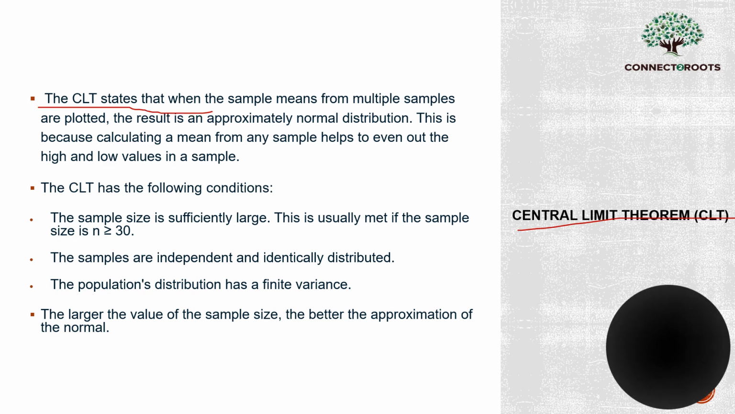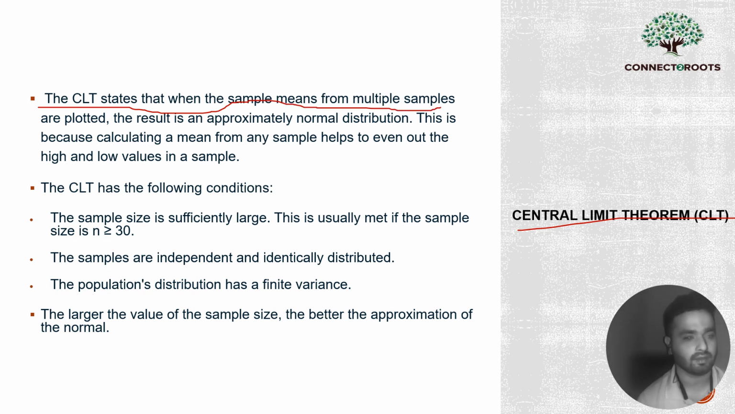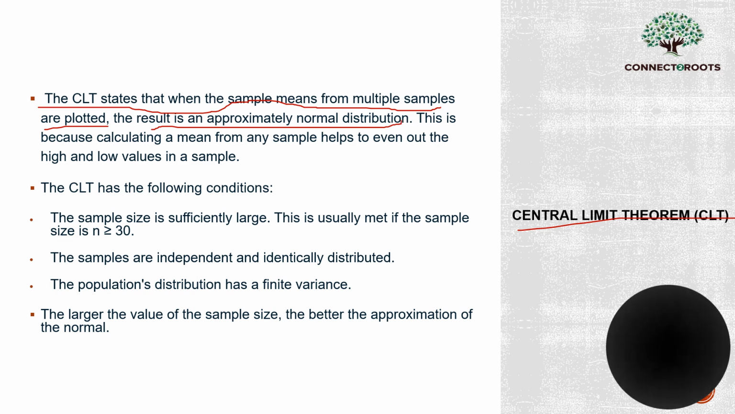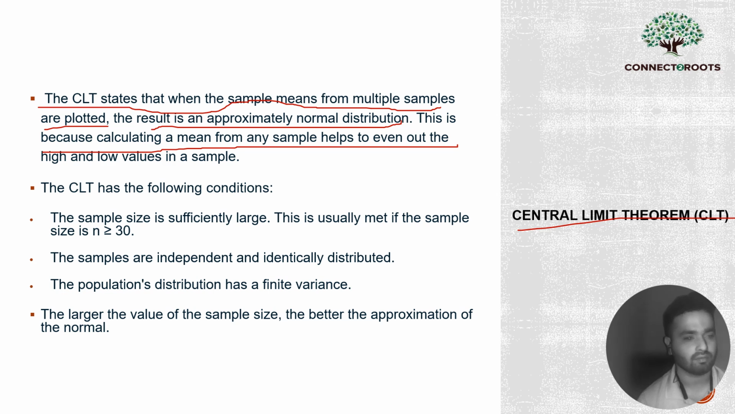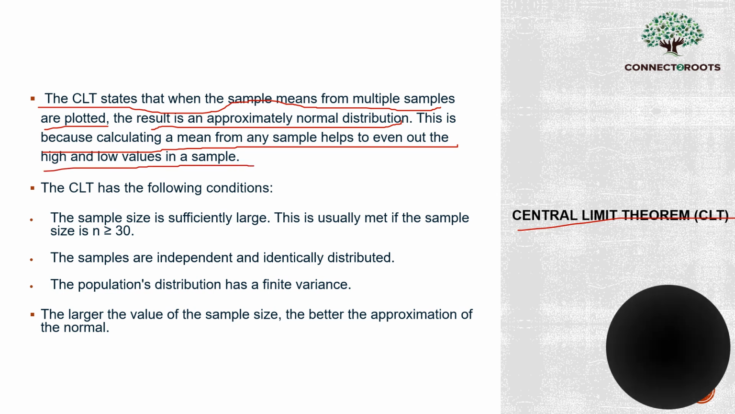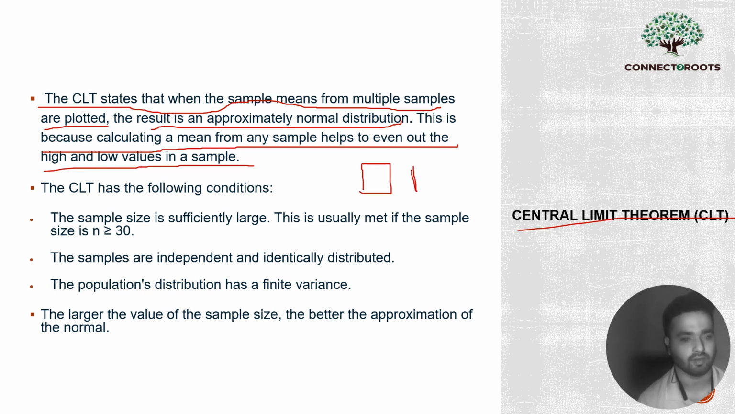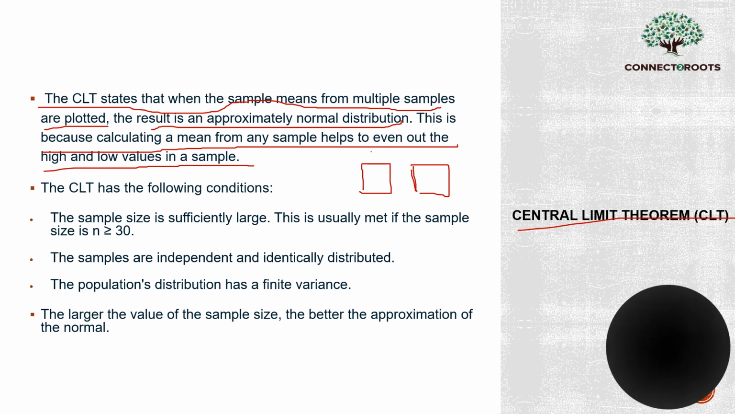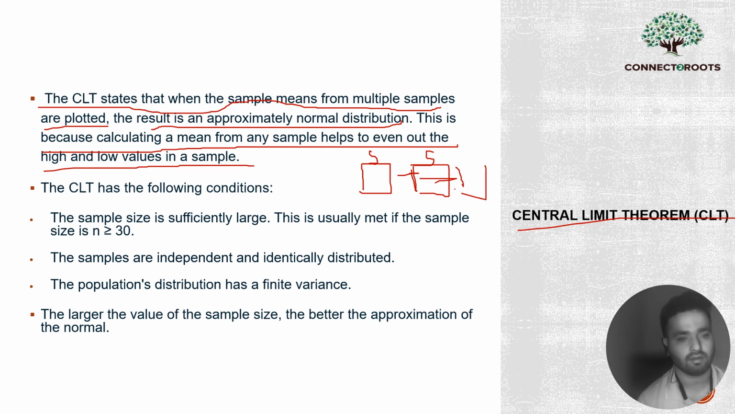Central limit theorem states when a sample mean from multiple samples are plotted, the result is an approximately normal distribution. This is because calculating a mean from any samples helps to even out high and low values in the sample. So basically when we collect samples, suppose we are collecting the samples of a population. So this is sample 1, this is sample 2, it has 10 data points, it has 10 data points, and suppose there are, in this way we are collecting samples.